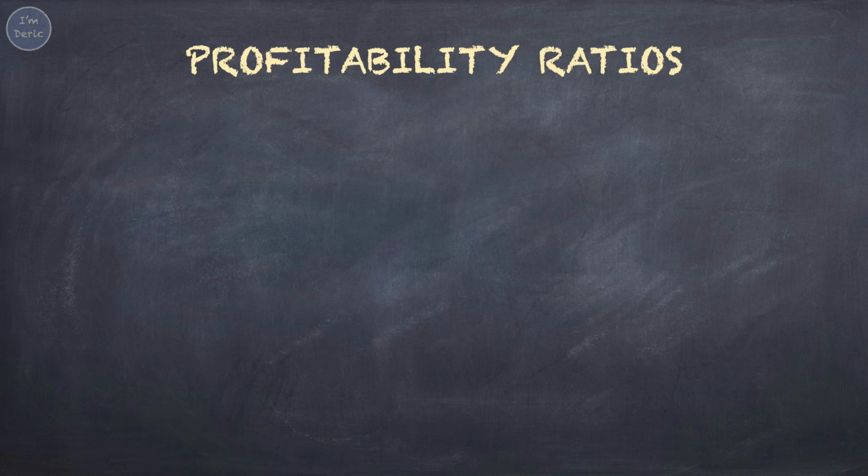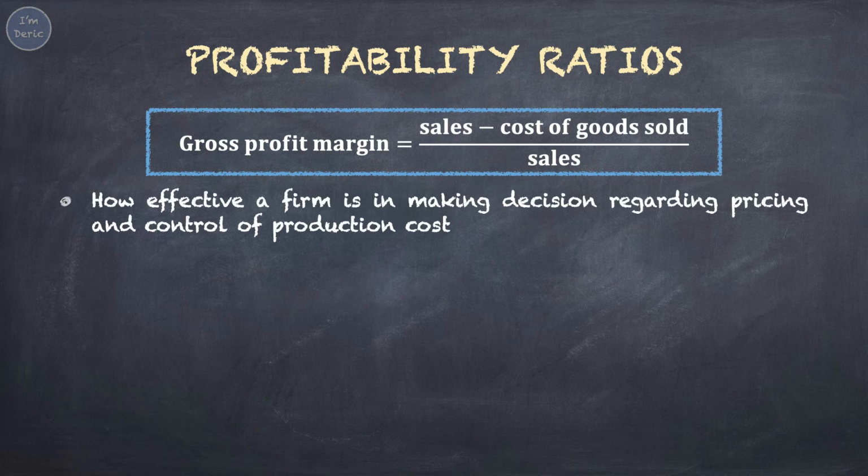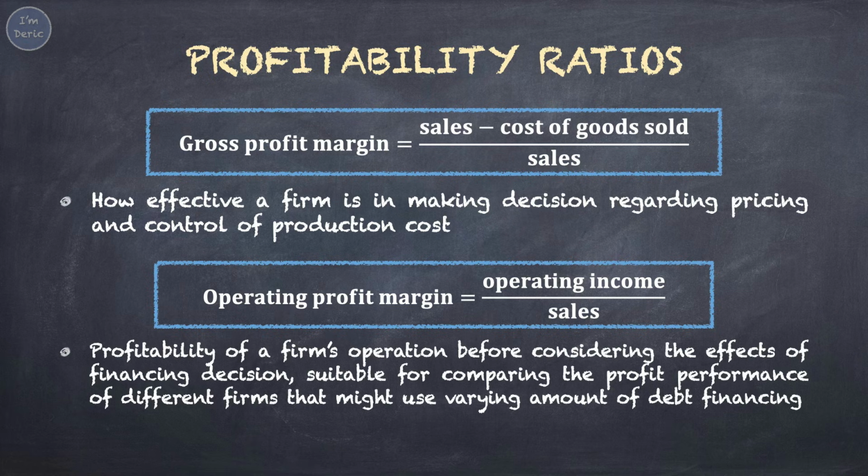The next category, profitability ratios. For all profitability ratios, the higher, the better. Gross profit margin is calculated by taking sales minus cost of goods sold over sales. It measures how effective a firm is in making decisions regarding pricing and control of production cost. Operating profit margin is calculated by taking operating income over sales. It measures the profitability of a firm's operation before considering the effects of financing decision. So it is suitable for comparing the profit performance of different firms that might use varying amount of debt financing.